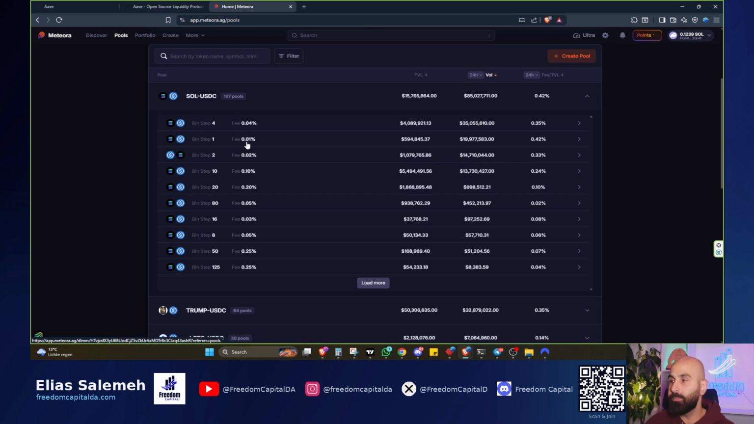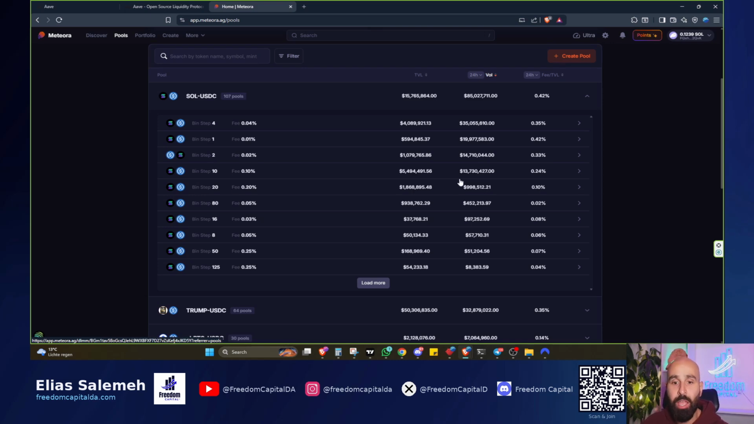Then you have the fee tier. So the fee tier is the percentage that traders pay for every swap that they want to do, and they pay it to liquidity providers just like you and me. So what you need to do is to be looking at the volume versus the fee of every specific pool, and making a decision based on what makes sense.